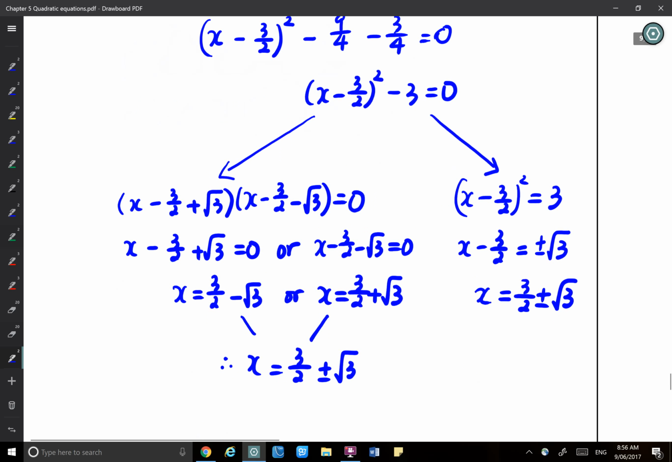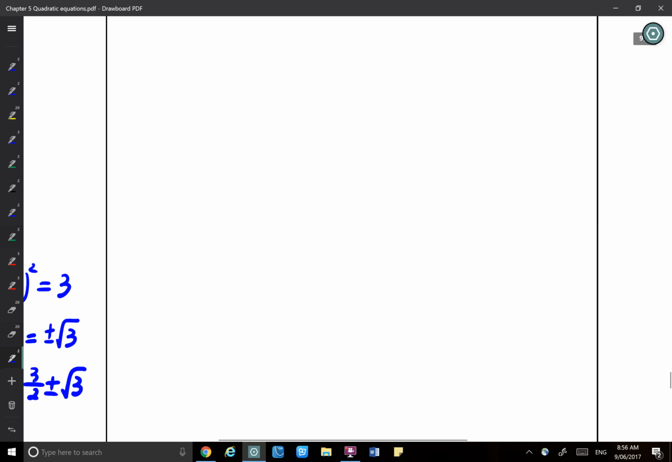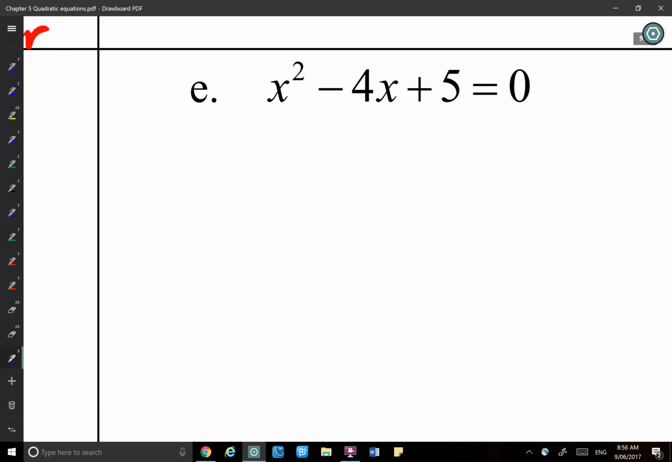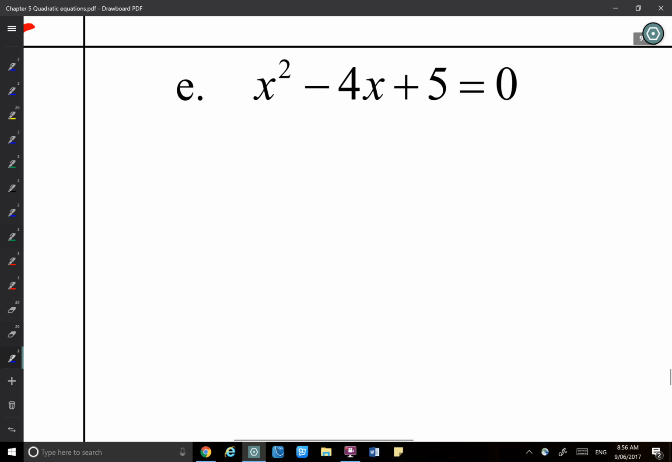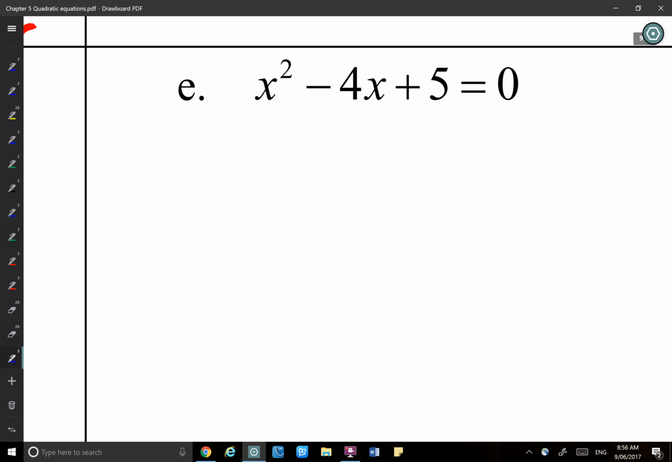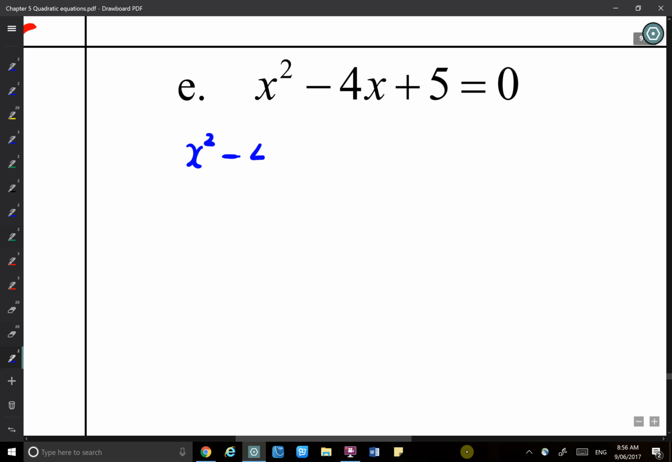That's D. Have a look at E. If in E, this 5 is a minus 5, I can make a minus 4. Minus 5 and 1 can make a minus 4. But now I have a positive 5, can't make a minus 4. So, completing square. X squared minus 4x plus 4 over 2 squared minus 4 over 2 squared plus 5 equals 0.